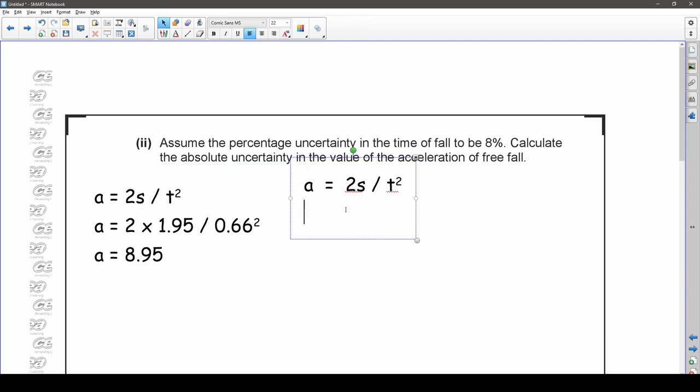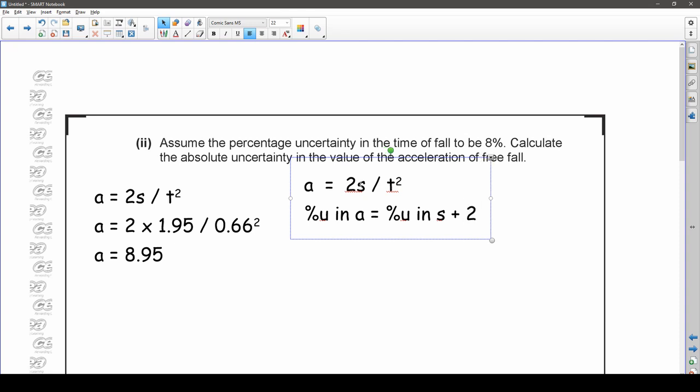So the percentage uncertainty in a is going to equal the percentage uncertainty in s. Yes, it's multiplied by 2, but that's a set number. So we don't double the percentage uncertainty here, we just keep it as a regular percentage uncertainty, because if it's twice that, the percentage takes that into account.